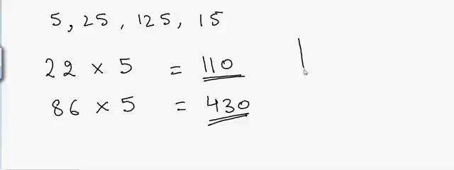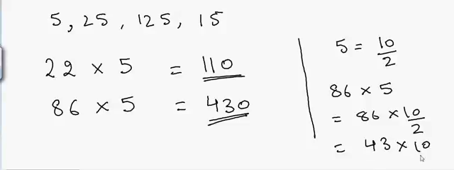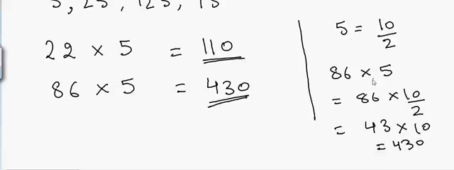So this is the concept, and the concept is very easy. 5 is equal to 10 divided by 2. So if I multiply 86 by 5, that is equal to 86 into 10 divided by 2, so that will be 43 into 10, which is equal to 430. As you can see, this is nothing new, and most people already know this, but we don't remember these concepts when we are doing calculations in the exam or in the market. So it's very handy if you remember this kind of concept.